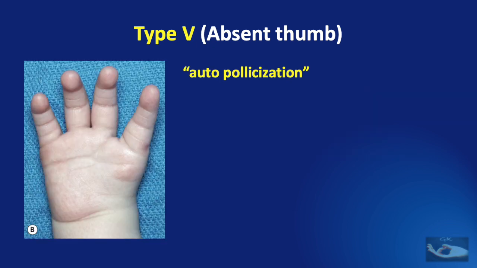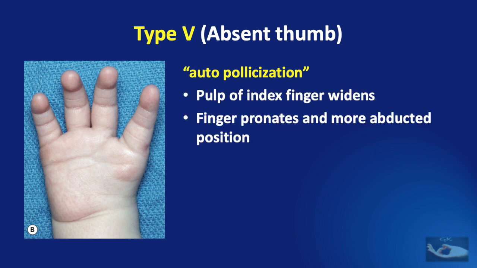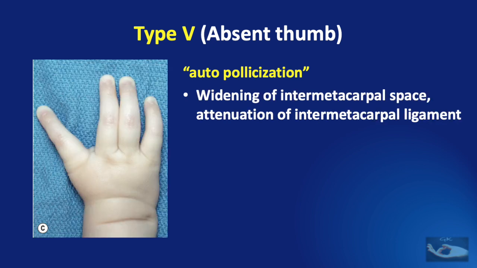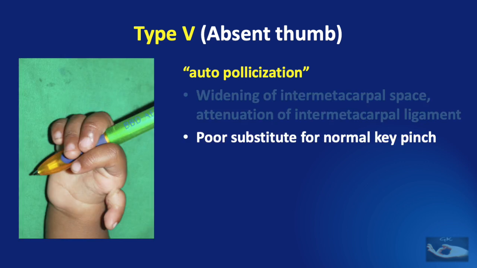Many of these children with a normal radius will demonstrate autopollicization, that is, the pulp of the index finger widens and the digit pronates and sits in a more abducted position, resulting in a widening of the intermetacarpal space and attenuation of the intermetacarpal ligament. At best, this posture is a poor substitute for normal key pinch, and the children tend to use the index finger like a thumb. This autopollicization can be noted even in a type 3B or a type 4 hypoplasia of the thumb.